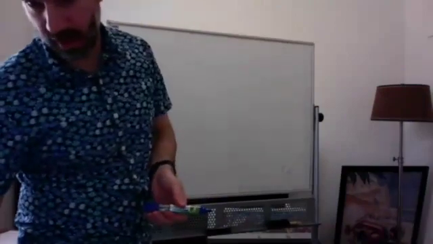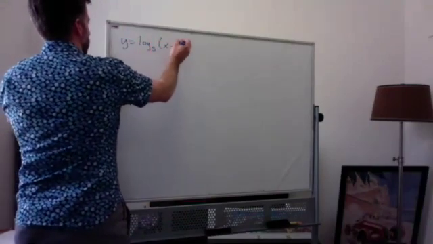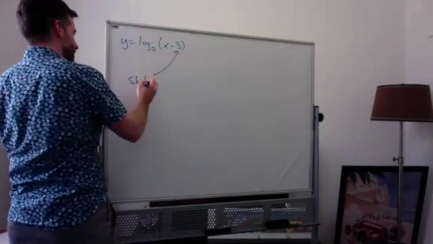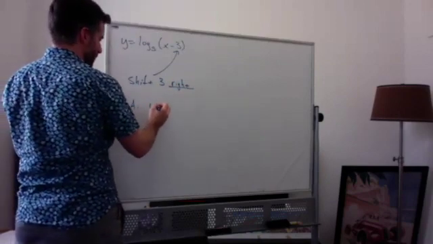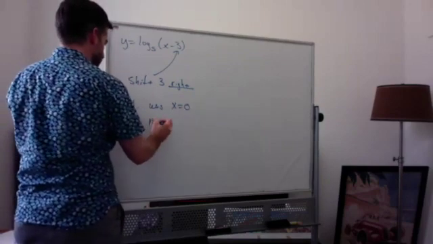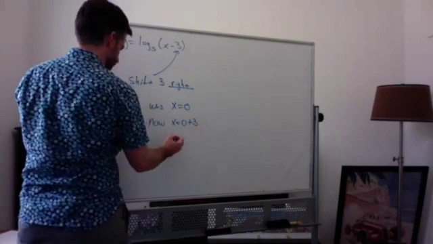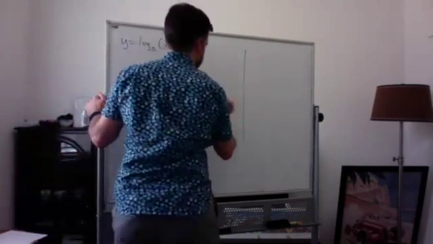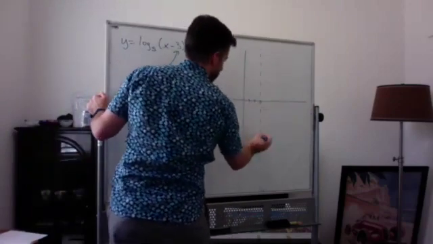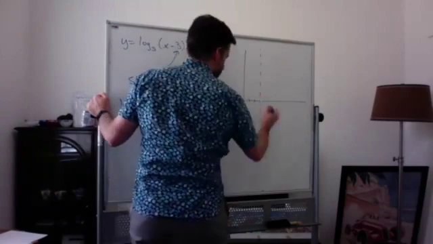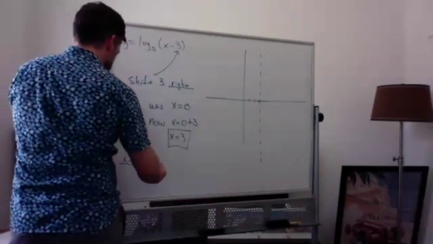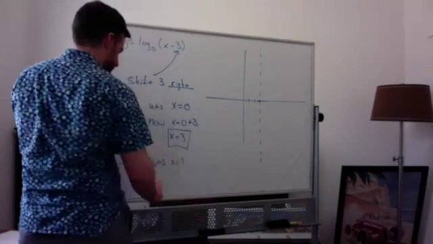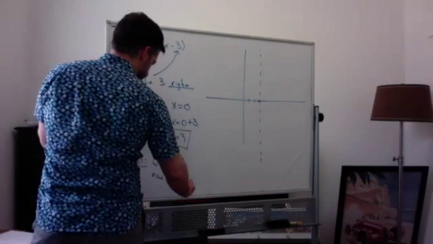So let's see, the next one is the log base 5 of x minus 3. So this is going to shift it 3 to the right. So the vertical asymptote was x equal to 0, but now is x equal to 0 plus 3. So x equal to 3. My vertical asymptote. And then my x-intercept was x equal to 1, or 1, 0. Now is going to be 1 plus 3, which is 4.